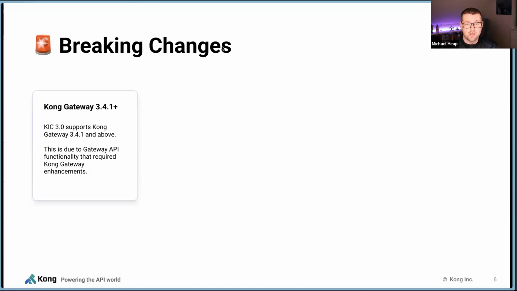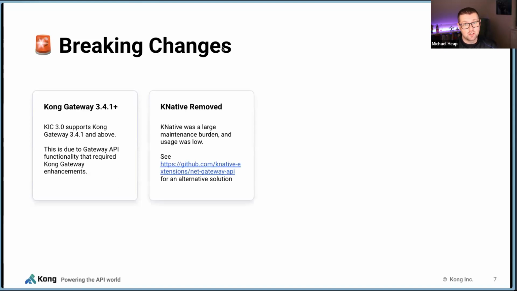Now, Kong Gateway 3.4 is an LTS release, so you're safe to upgrade knowing that you're going to get support for that extended period of time, while still getting all those latest capabilities. Item number 2 is Knative. We had an experimental Knative integration in KIC for a long time, but as far as we could tell, usage was very, very low. So rather than continuing to carry that complexity, we decided to remove support in KIC 3.0.